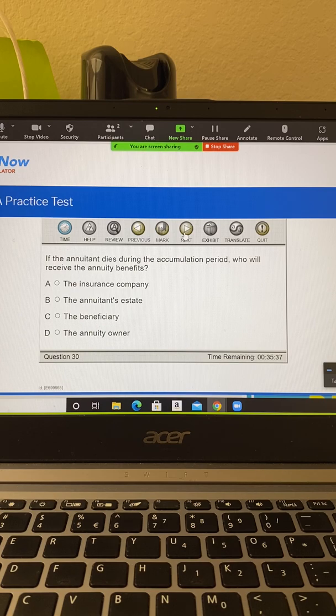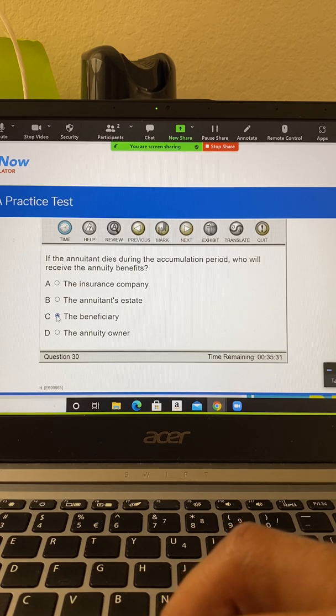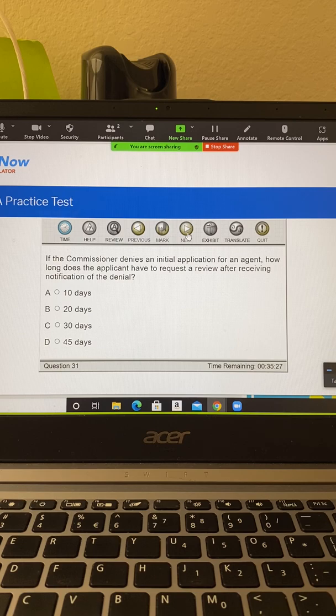If the annuitant dies during the accumulation period, who will receive the annuity benefits? C. All right, next. If the commissioner denies an initial application for an agent, how long does the applicant have to request a review after receiving the notification of the denial?